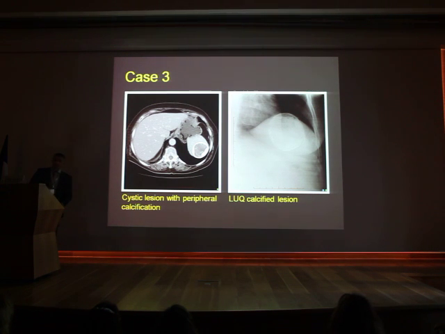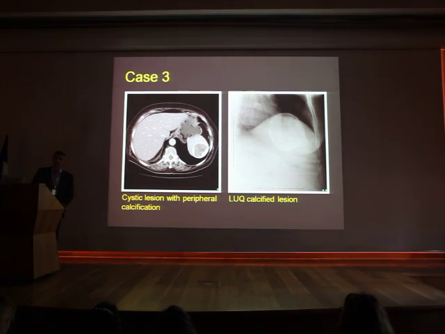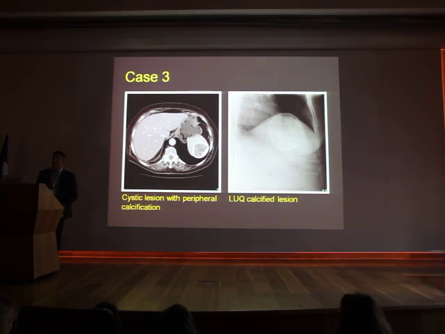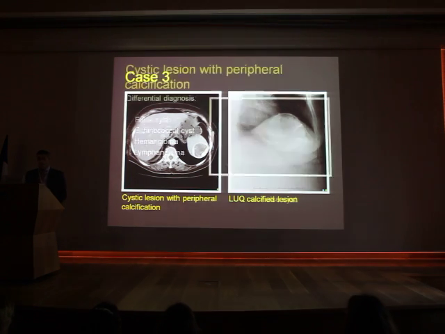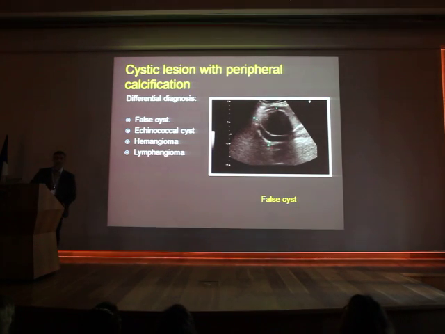Case number 3, you can see over here a CT scan on the left image with peripheral calcification, quite thick calcification. In the left upper quadrant, the same patient with definitive calcified lesions. So any ideas of what this could be? Well, I'm hoping that people will be shouting that this is an echinococcal cyst or hydatid cyst, but it also has a differential diagnosis.